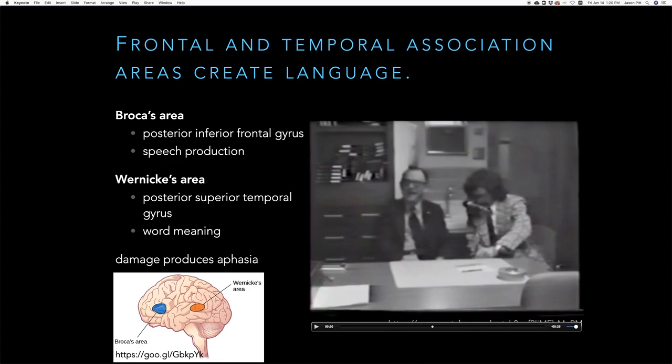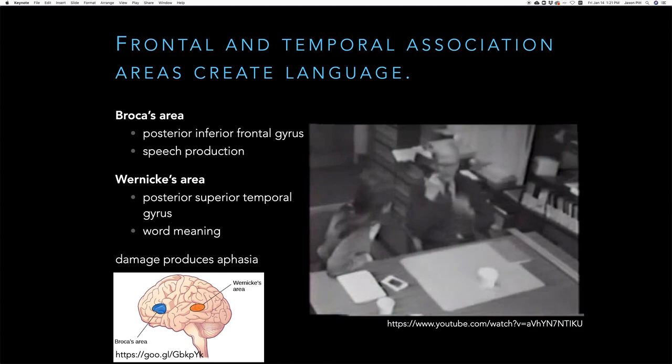Wernicke's area, this is where we understand sound. This is where we ascribe meaning to words. So when we have damage in Wernicke's area, we get wacky speech production. Let's see an example of that.